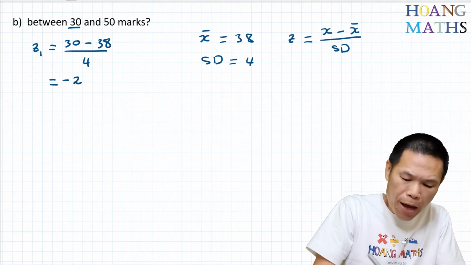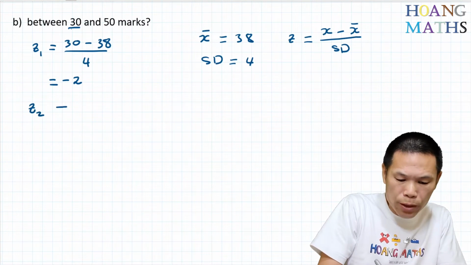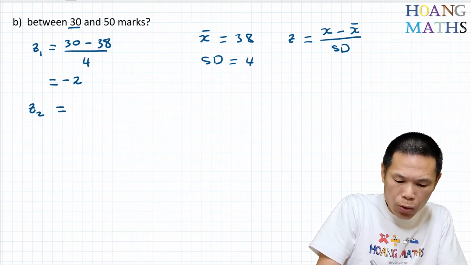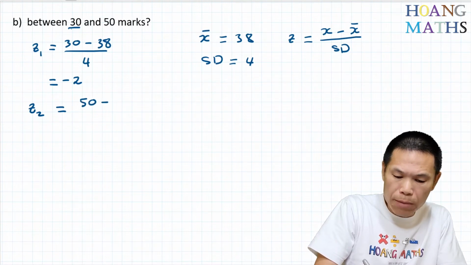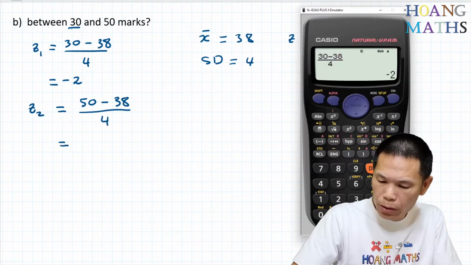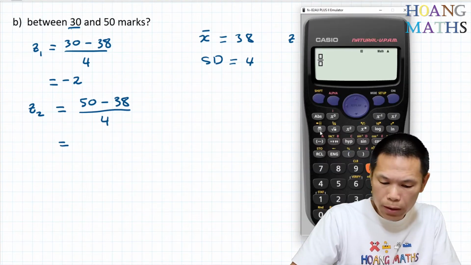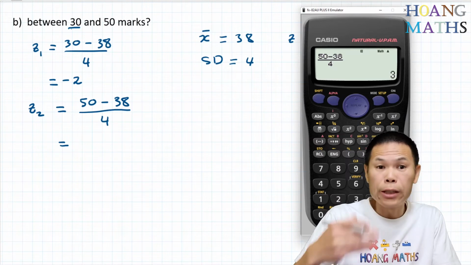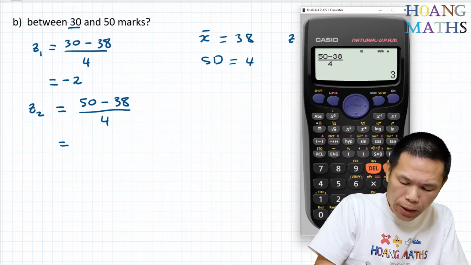And for 50 marks, so z2 is equal to, so 50 minus the mean, so the score is 50, we minus the mean, that is 38 divided by 4. So that will give me, so I just go fractions, 50 minus 38 over 4. So that is 3. So let me just write this down, 3.